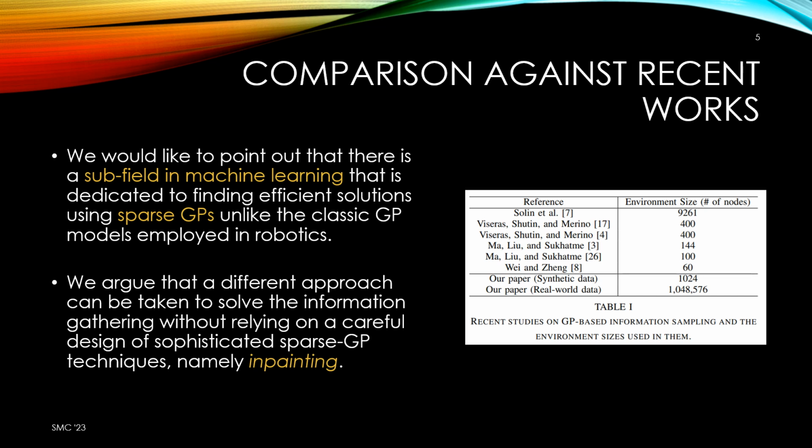On the right hand side, we show the most prominent state of the art where information collection has been modeled using Gaussian process regression, and what the environment size is in those studies. What we can see here is that the maximum number of cells or nodes that have been used is 9,000 or close to 9,000, whereas in our paper we go up to 1 million data points, which is much higher than the state of the art that we can find in the literature.